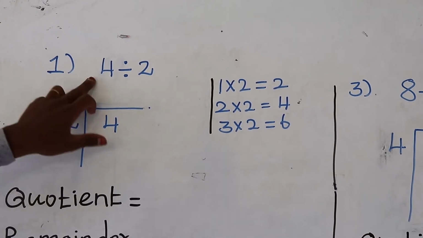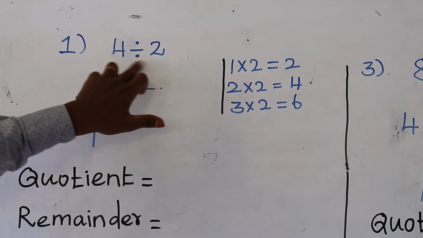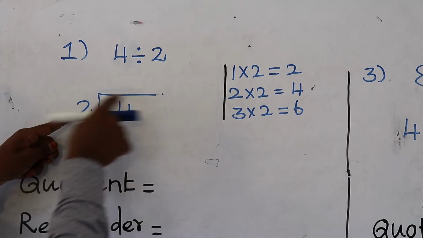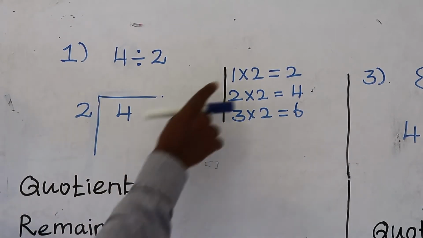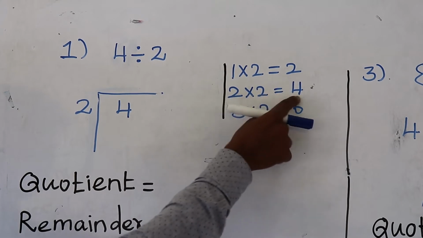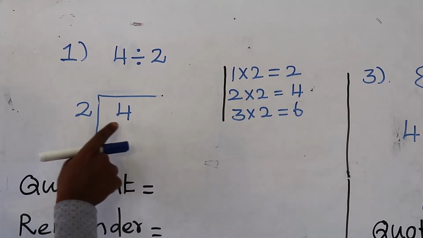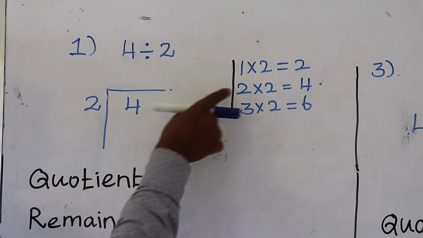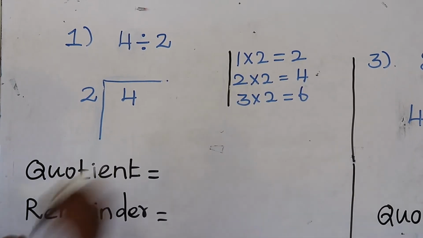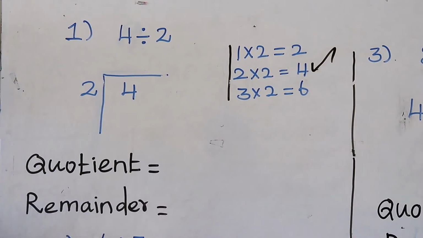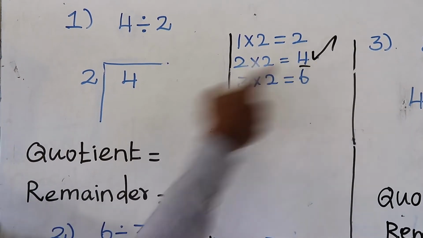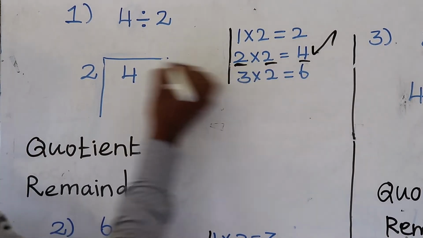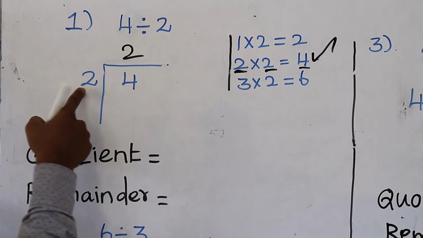So first sum, 4 divide 2. Write it like this, 4 divide 2. This one is also the divide symbol. In the table, 1 2 is 2, 2 2's are 4, 3 2's are 6. Here the divided value is 4 and the divisor is 2. So how many 2's are 4? 2 2's are 4, so this one is correct. Here is the divided value, here the divisor, and the last is the quotient value 2. So 2 2's are 4.